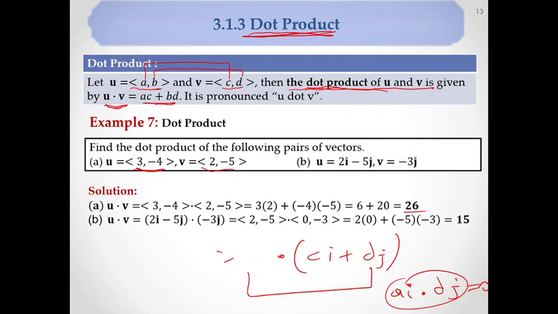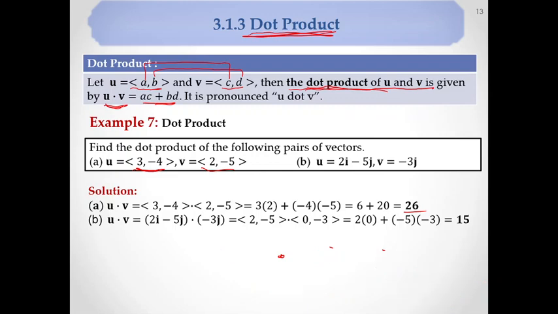Now, how can I multiply these two? It will be ai. Sorry, this is 2i minus 5j, so 2 times minus 5, and then negative 3j. So you do this multiplication.